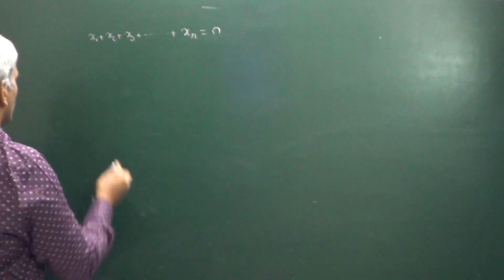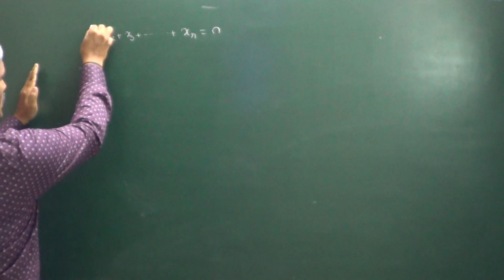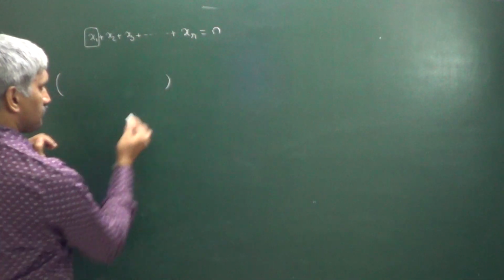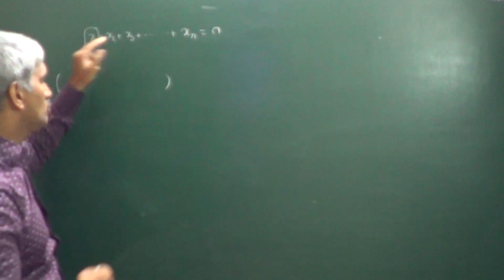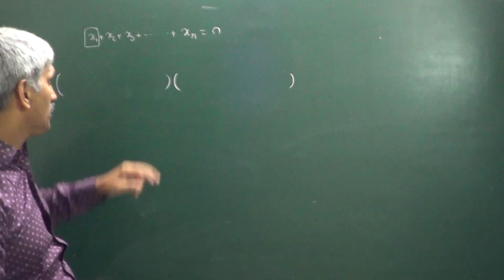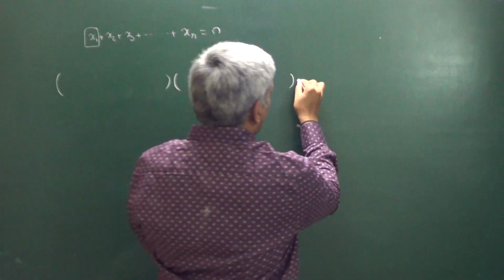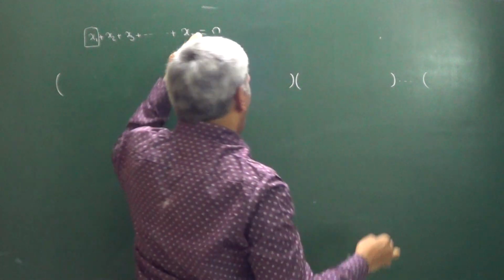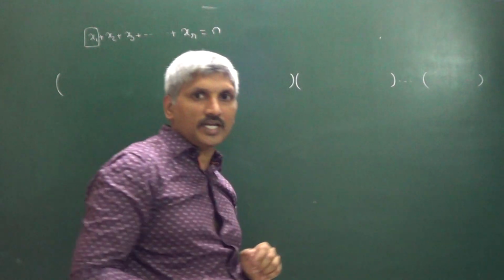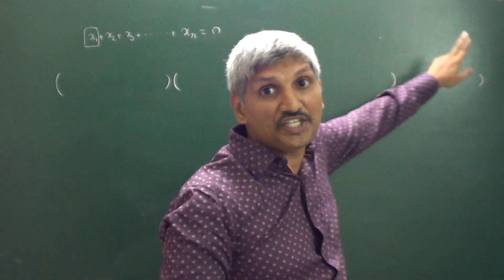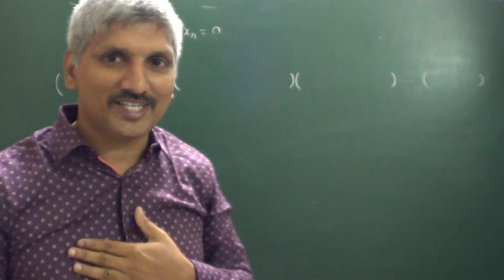How to find out? For that, for x1, I am considering one box. For x2 also, I am considering another box. For x3 also, I am considering another box. Like that, for xr also, I am considering another box. Like that, how many boxes are there? There are r boxes.